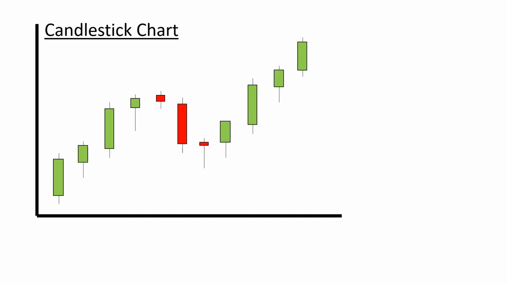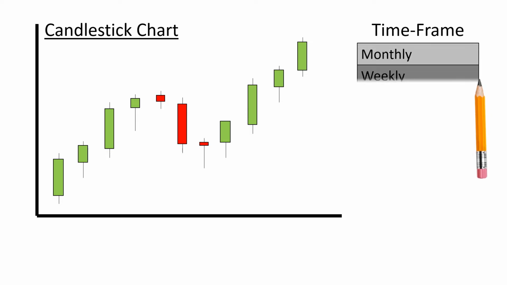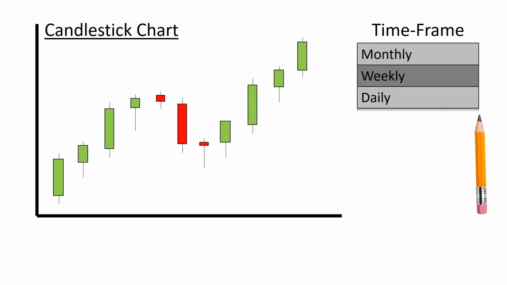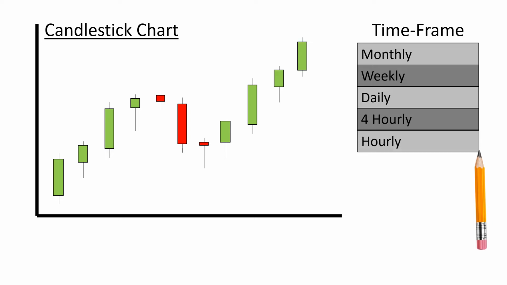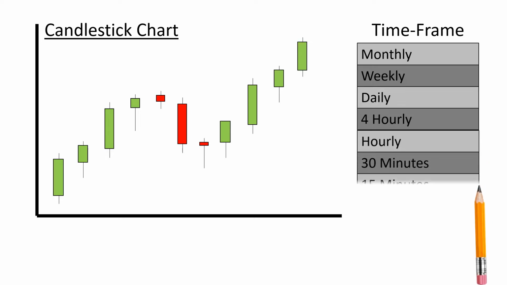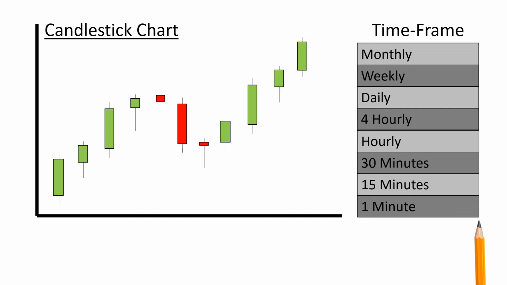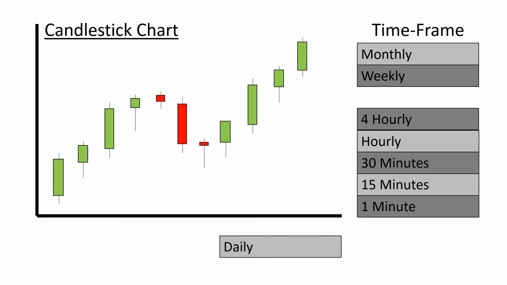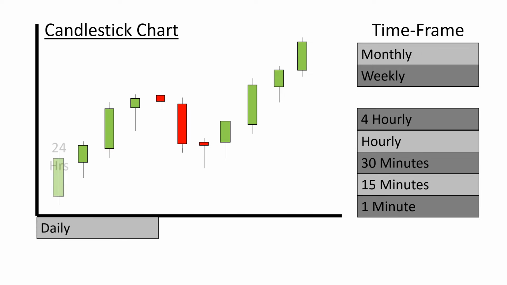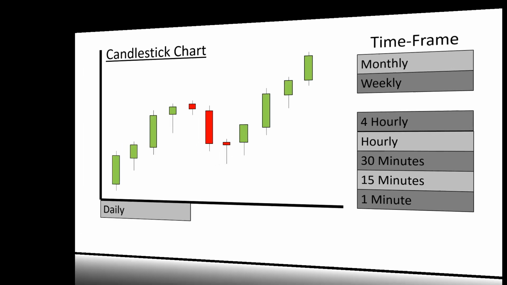On the vast majority of platforms that people trade on, you can choose which time frame you want to view. There are a huge range to choose from, but some of the most common ones are monthly, weekly, daily, 4 hourly, hourly, 30 minutes, 15 minutes, and 1 minute. Let's imagine that the time frame that this chart represents is daily. This means that each candlestick on the chart represents 1 day or 24 hours.